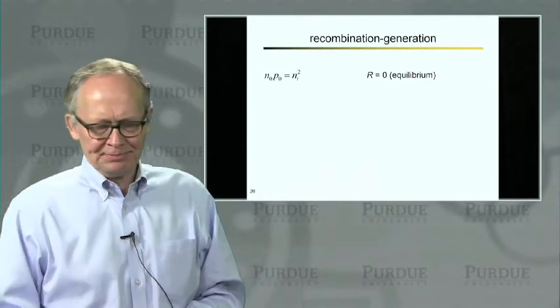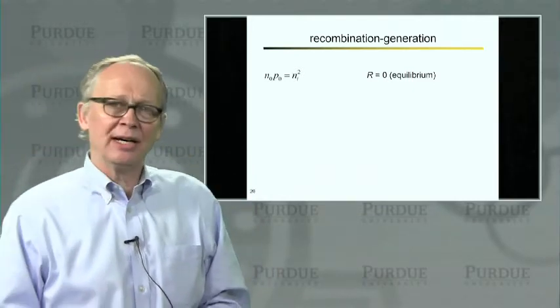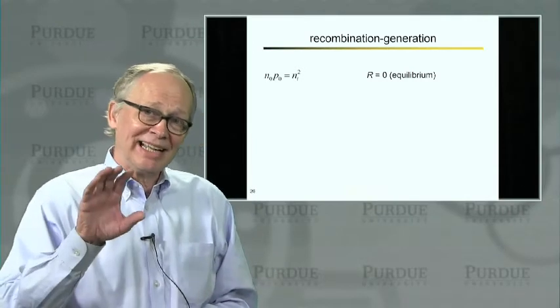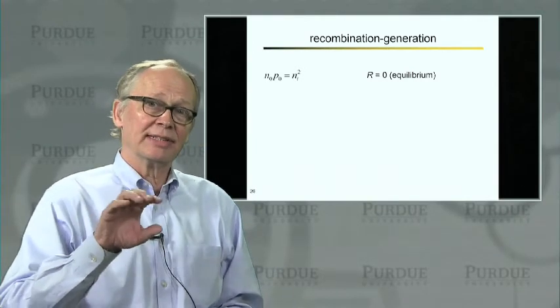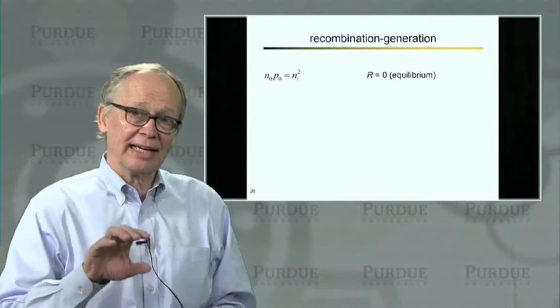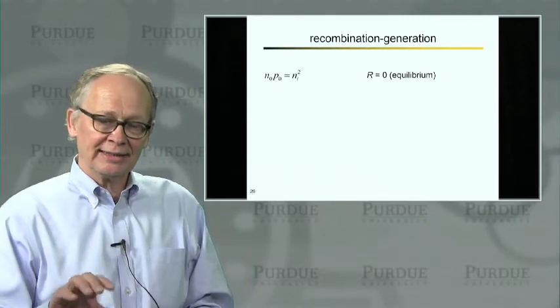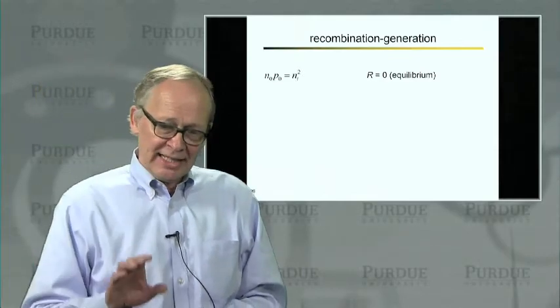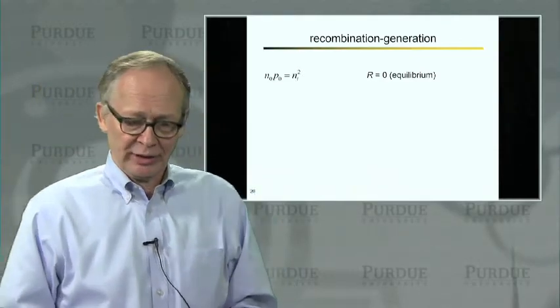So what's going on has to do with recombination generation. In forward bias, we went from an n equals 1 ideal characteristic to an n equals 2 characteristic at low forward bias because of recombination in the transition region. In reverse bias, something similar is going on.